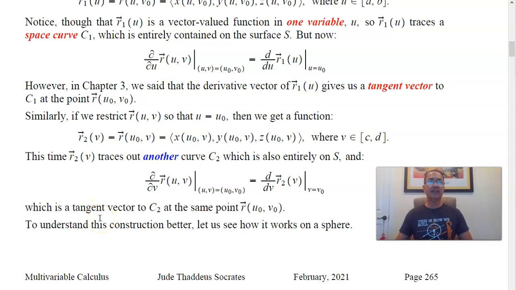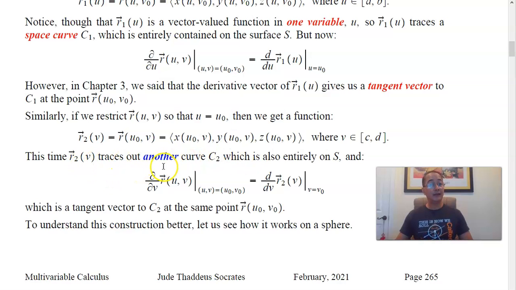Of course we're going to do the same thing for the partial of r with respect to v. So this time we will fix u to be u0, and we will restrict r so that u is u0. V can be any number from c to d, the domain for v. So we get a function only in v. We'll call that r2 of v. It's just like r1 of u, except this time it is the u coordinate which is constant at u sub 0.